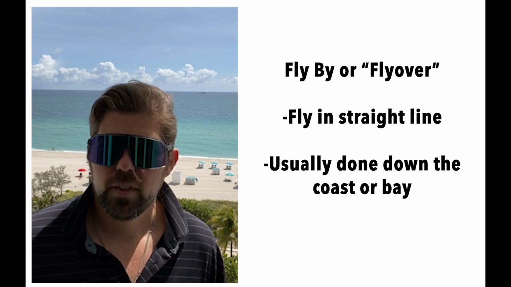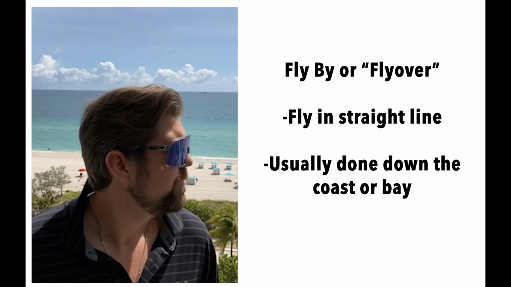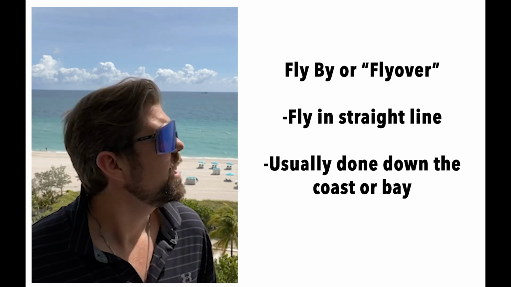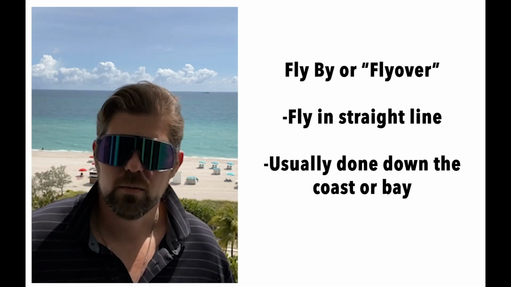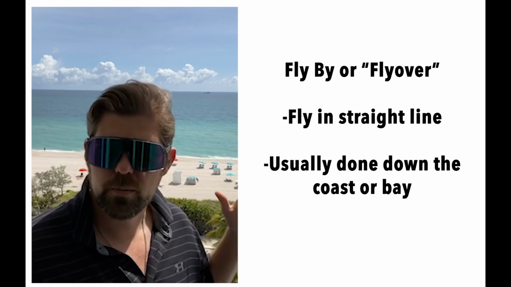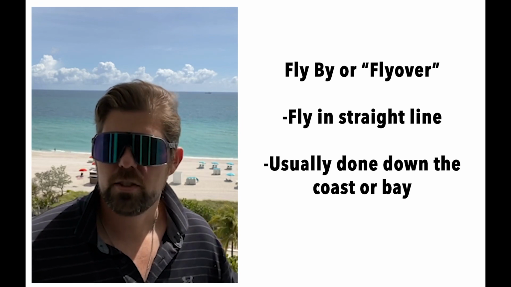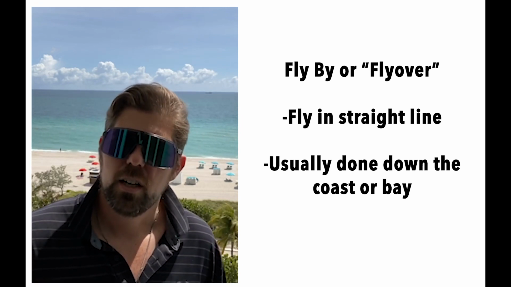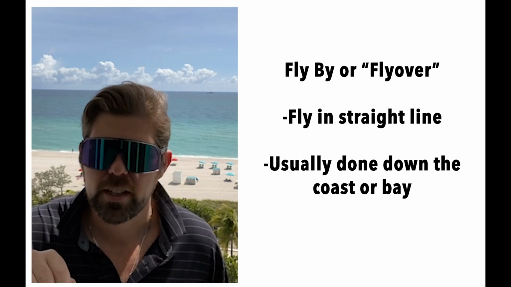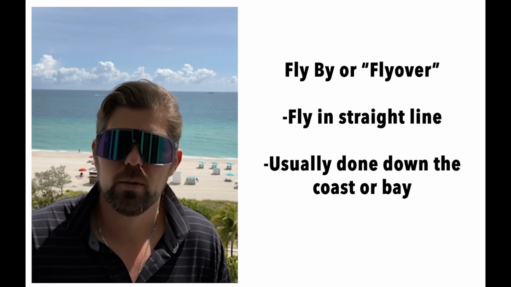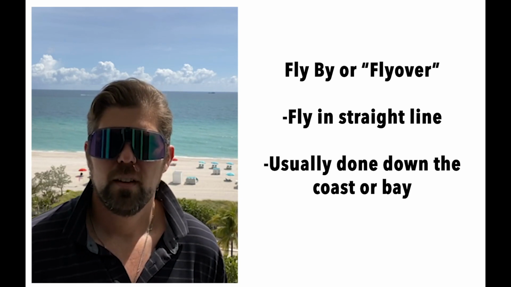There's two types of flybys. There's long flybys and there's short flybys. A long flyby can cover 1 to 2 miles or as far as the drone will go. A short flyby is just like 100 yards or something like that. A good example of a short flyby is if we need you to fly down a specific street or a canal or something. That would be a short flyby.